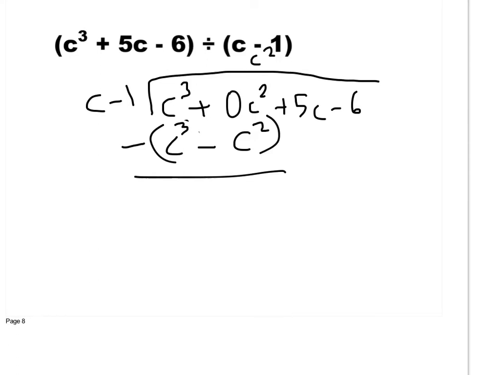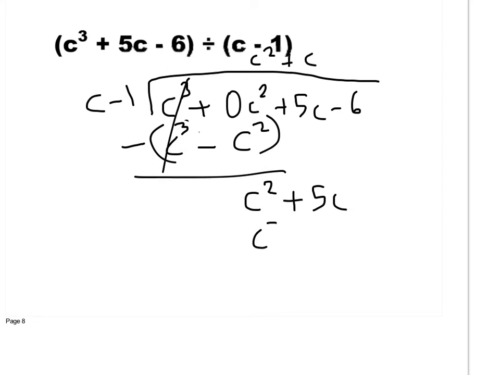C cubed minus c cubed cancels out. What is 0c squared minus negative c squared? C squared, right? 0 minus negative c squared would just add to give you c squared. I drop down positive 5c. What can I times c minus 1 by to get c squared? Remember, I'm trying to get rid of each term. I'm going to times it by c.